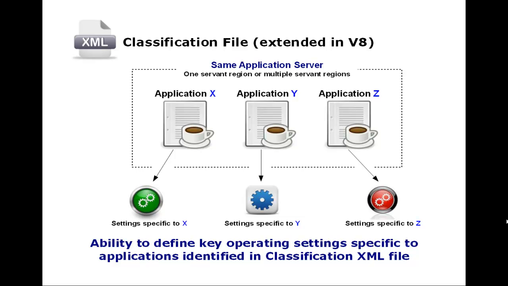Before WAS zOS version 8, one of the objections to running multiple applications in the same server was that key settings would apply to all the applications in the server, such as timeouts. And the desire was to have those values apply to each application individually. Well, starting with version 8, that capability was provided by extending the XML classification file to allow application settings to be placed to individual applications. So let's see how this is done.